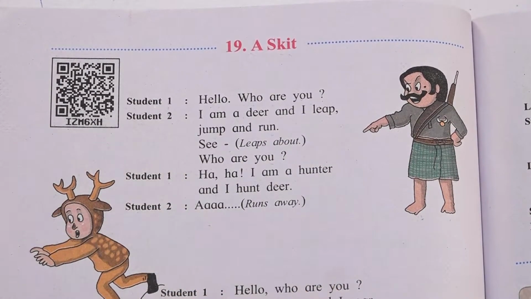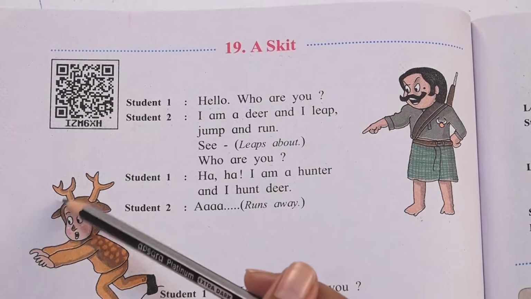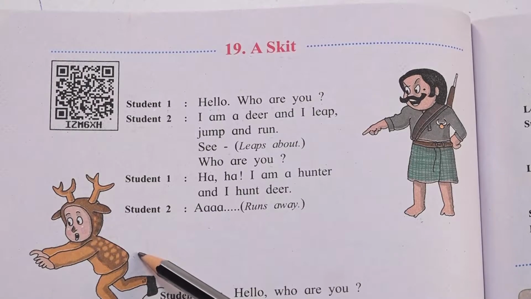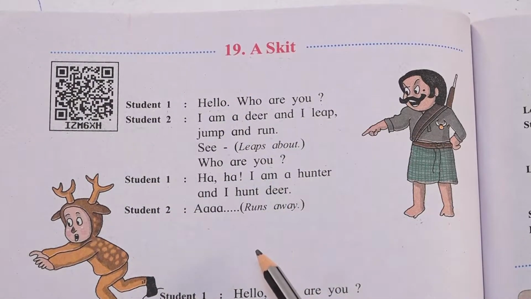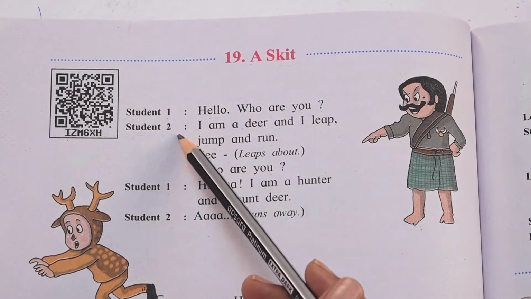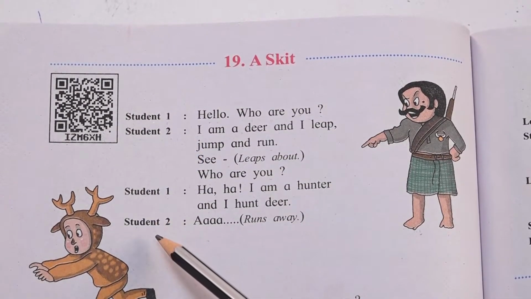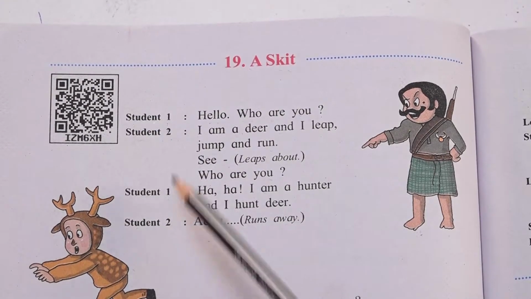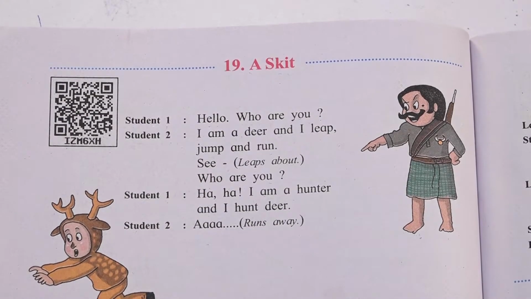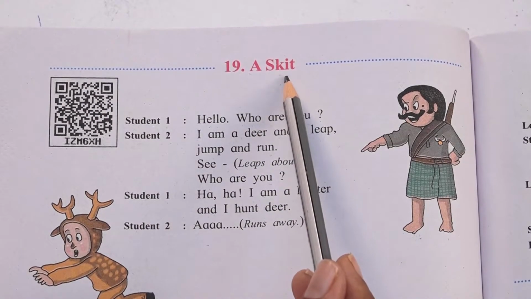And who is this? This is a deer. Can you see its two horns? This is a skit. In the skit, we are given dialogues. The skit is enacted by students. That is why dialogues of student 1 and student 2 are given. Come, let's read it. A skit.